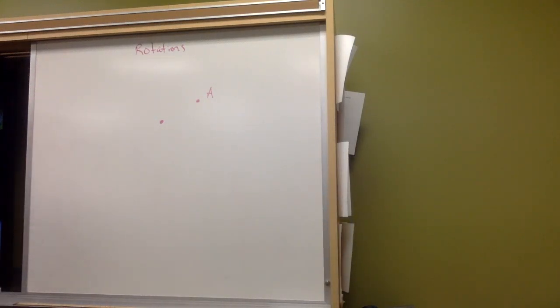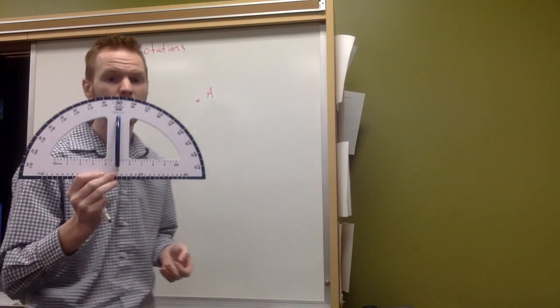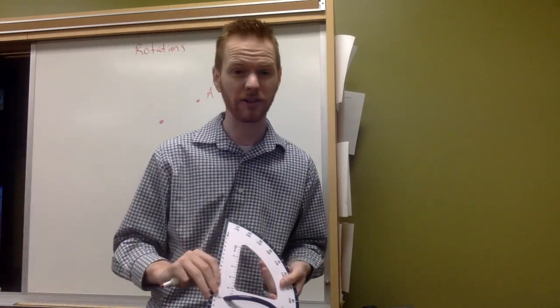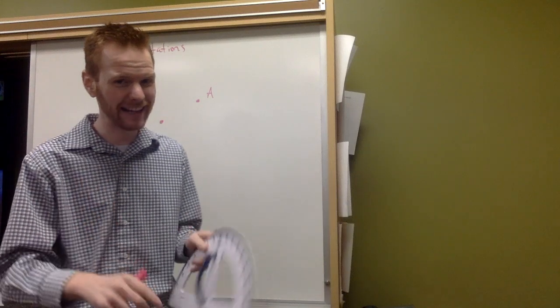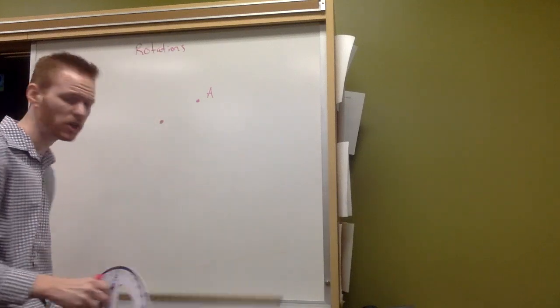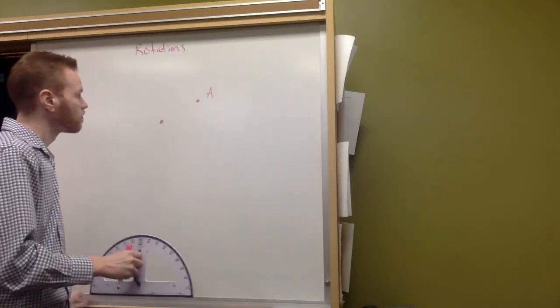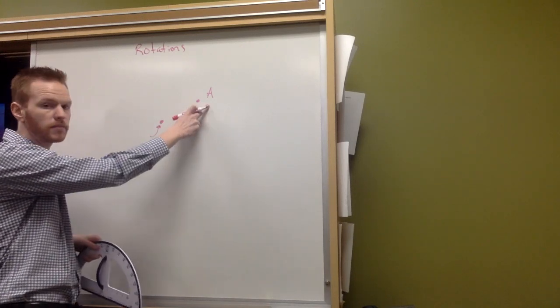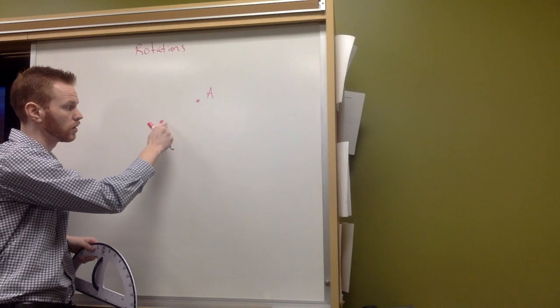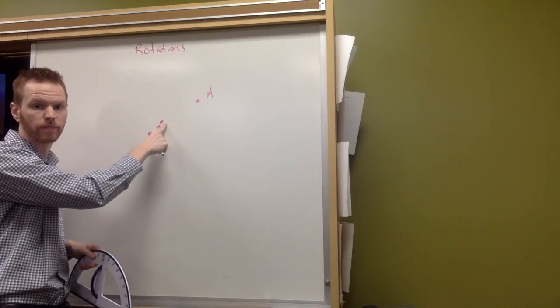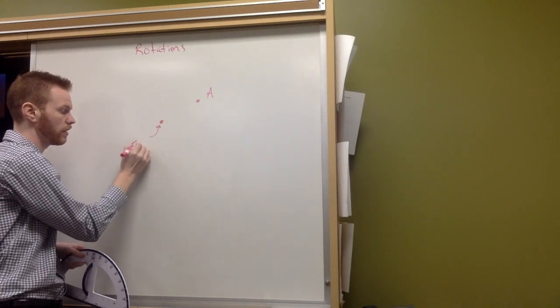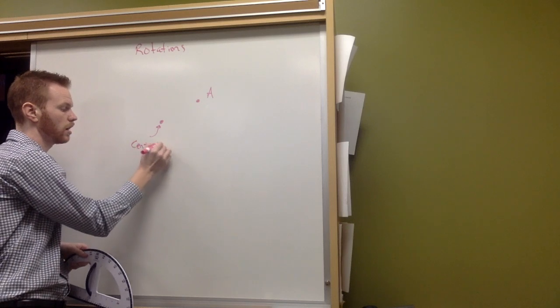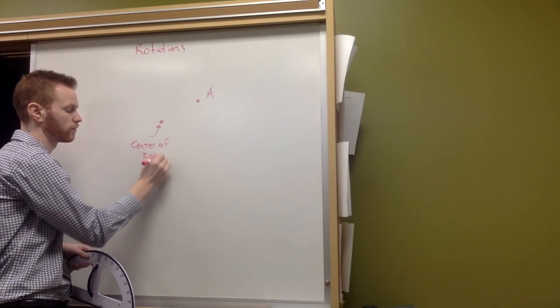Alright, so if you have a protractor, this is awesome. Okay, if you don't have a protractor, then I guess you just have to sit and watch this right now, okay? And you're also going to need a ruler. So what I want to do, okay, I want to rotate point A in respect to this guy right here. Okay, we call this the center of rotation.